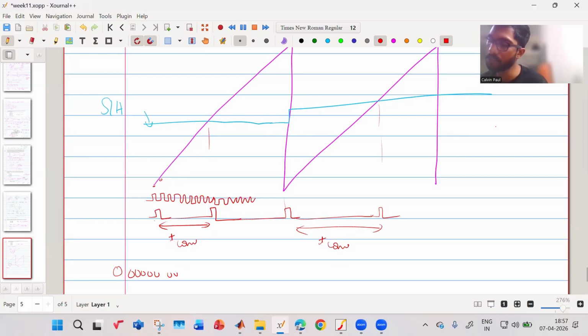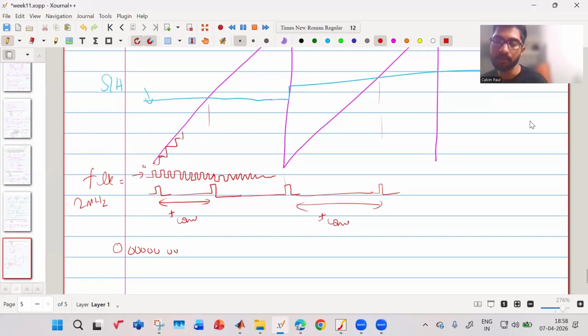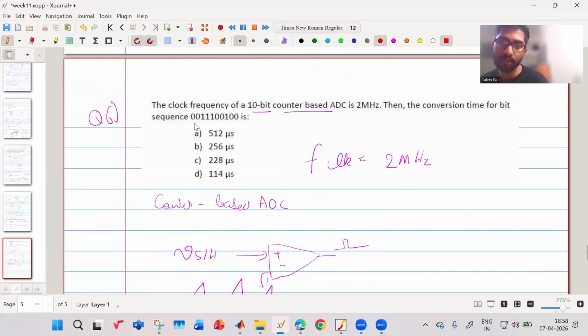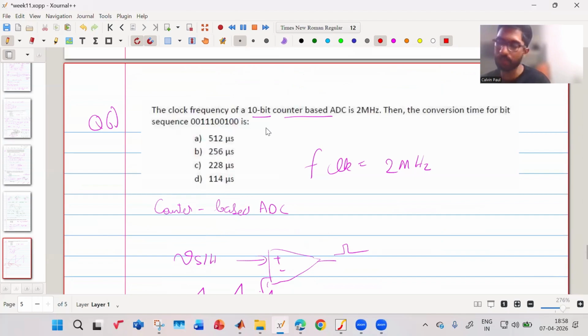I think we can also do certain simulations as well. So this is your F clock, which is at a rate of 2 megahertz. It will be 0, then it will become 1, then go higher and higher. It happens at the rate of 2 megahertz. Now your number has gone to 00111 00100. Can you find it in decimal? How much does this value correspond to?